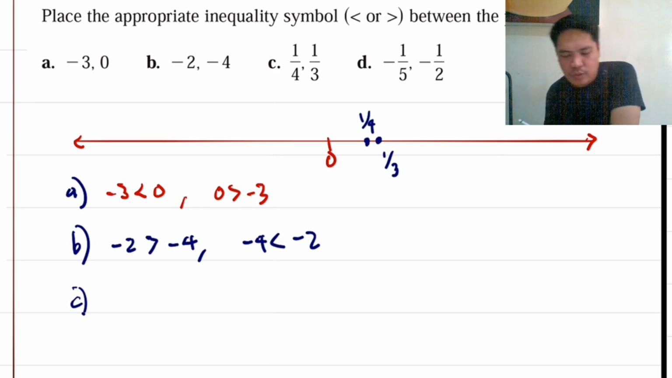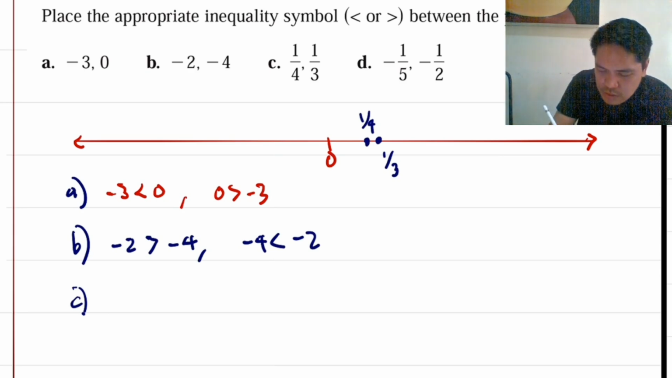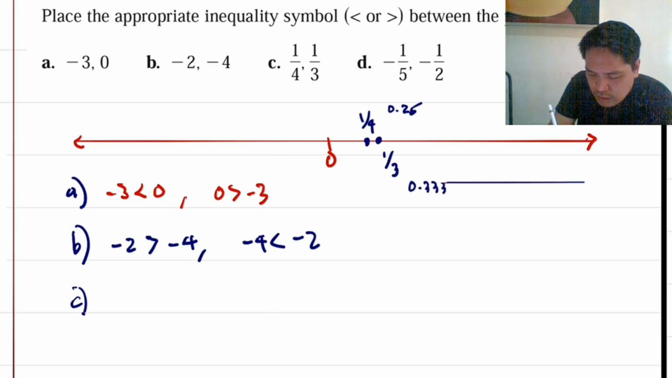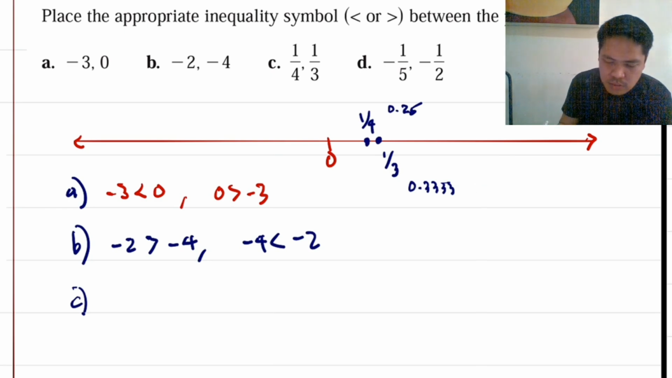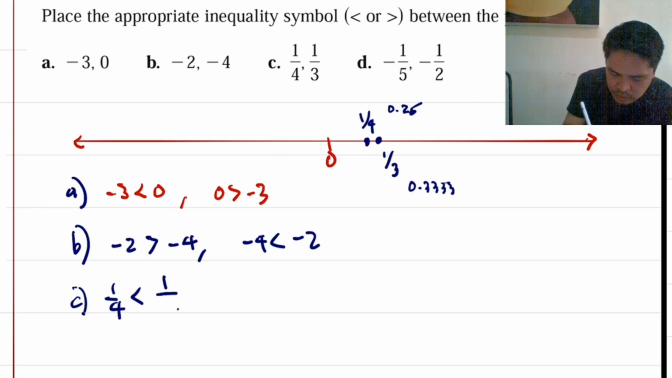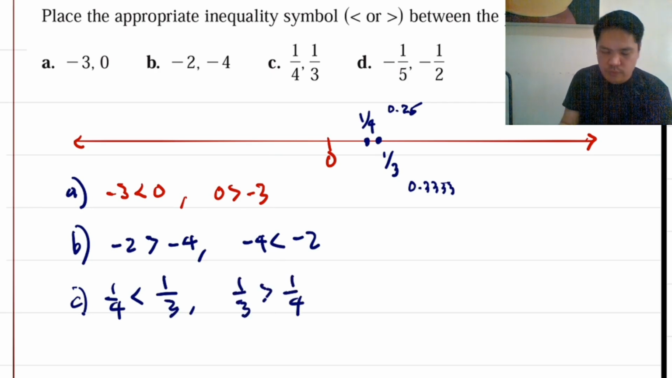Okay? Or, pwede din tingnan in decimal. Ang 1/4 is just 0.25, while 1/3 is 0.333. Of course, 0.33333 is much bigger. So, therefore, 1/4 is less than 1/3, or 1/3 is greater than 1/4.